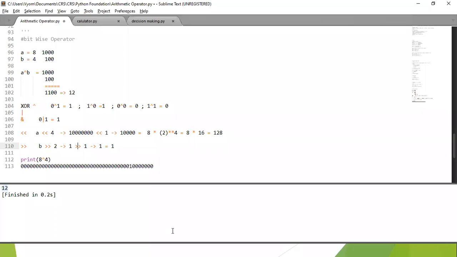Somebody is saying, sir, discuss right and left shift in the next class also. Fine. No worries, guys. For those of you who understood this, it's good. Let me stop here.